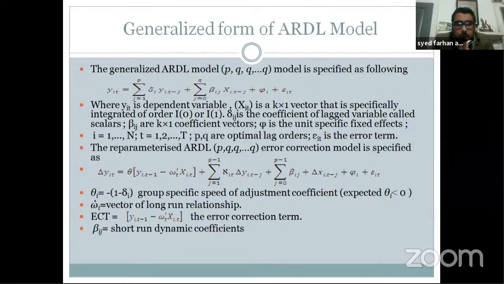So coming towards the ECT, the error correction term. ECT is basically the shock adjustment, like after deviation, how much time it takes to come to the normal position.